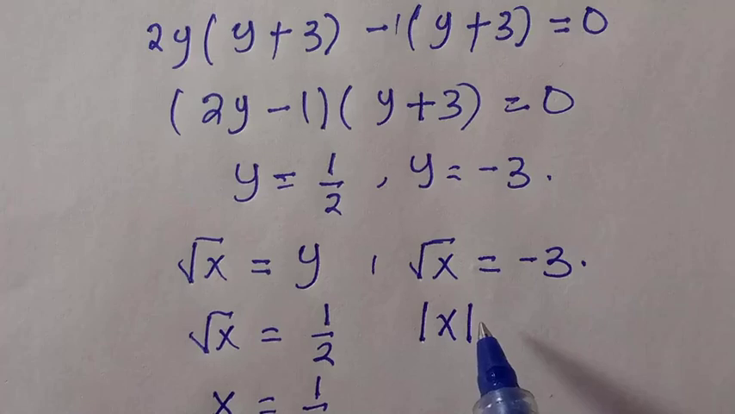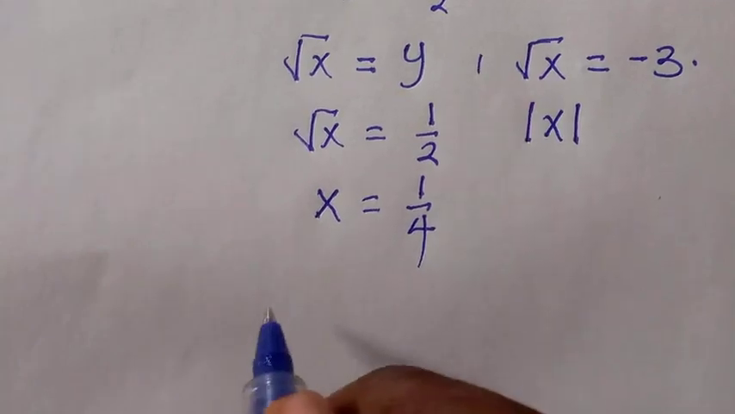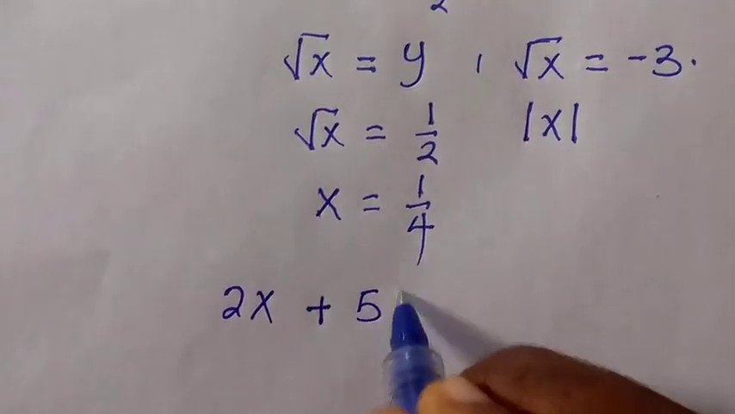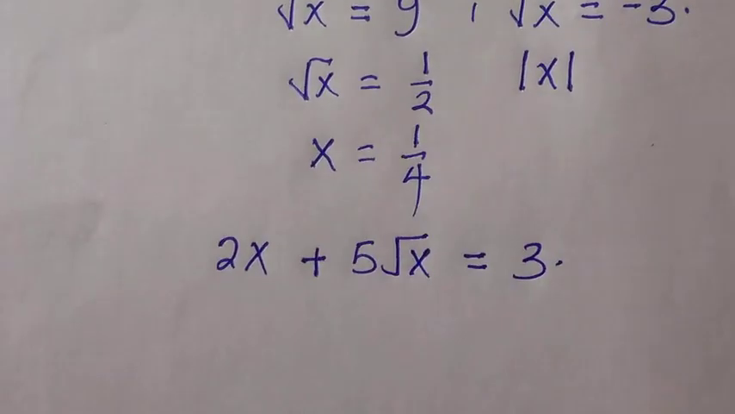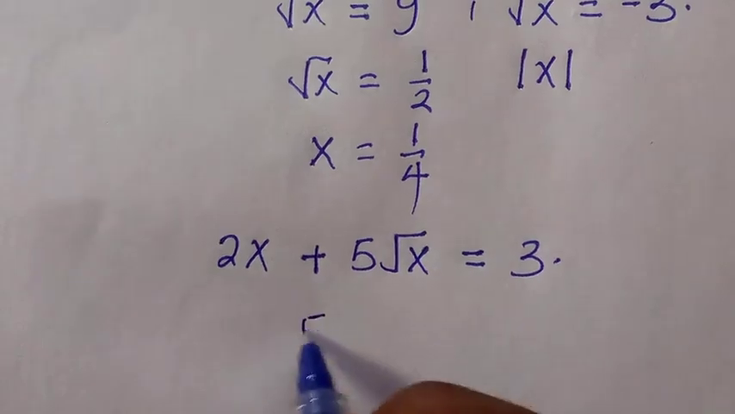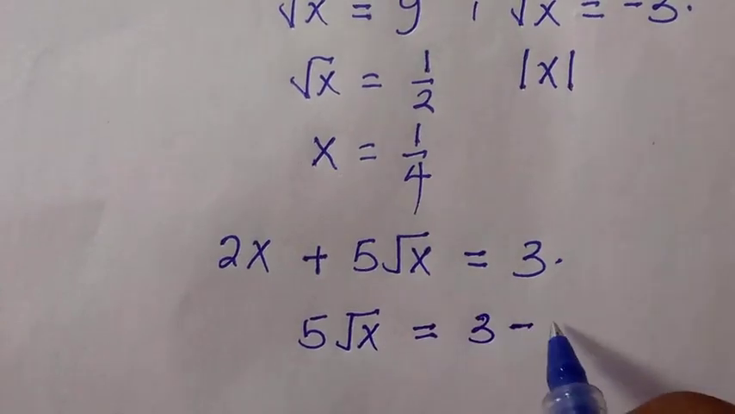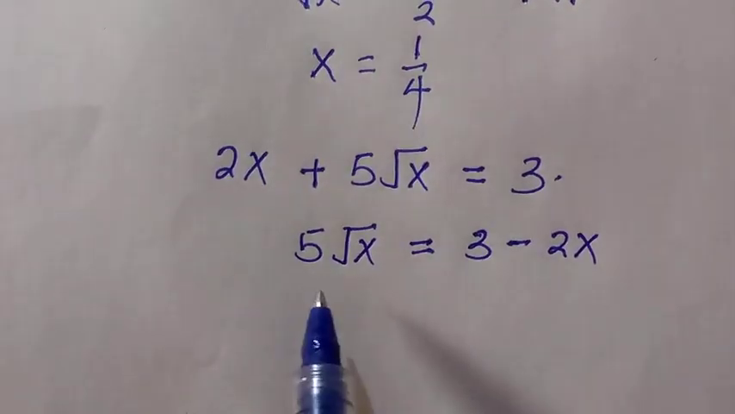And let's prove it using the second method to see that this negative 3 is rejected. So this brings us to method 2. We have 2x plus 5 root x equals 3. What to do is, when we transfer the 2x to the other side, here is 5 root x equals 3 minus 2x. And we take the square of both sides.